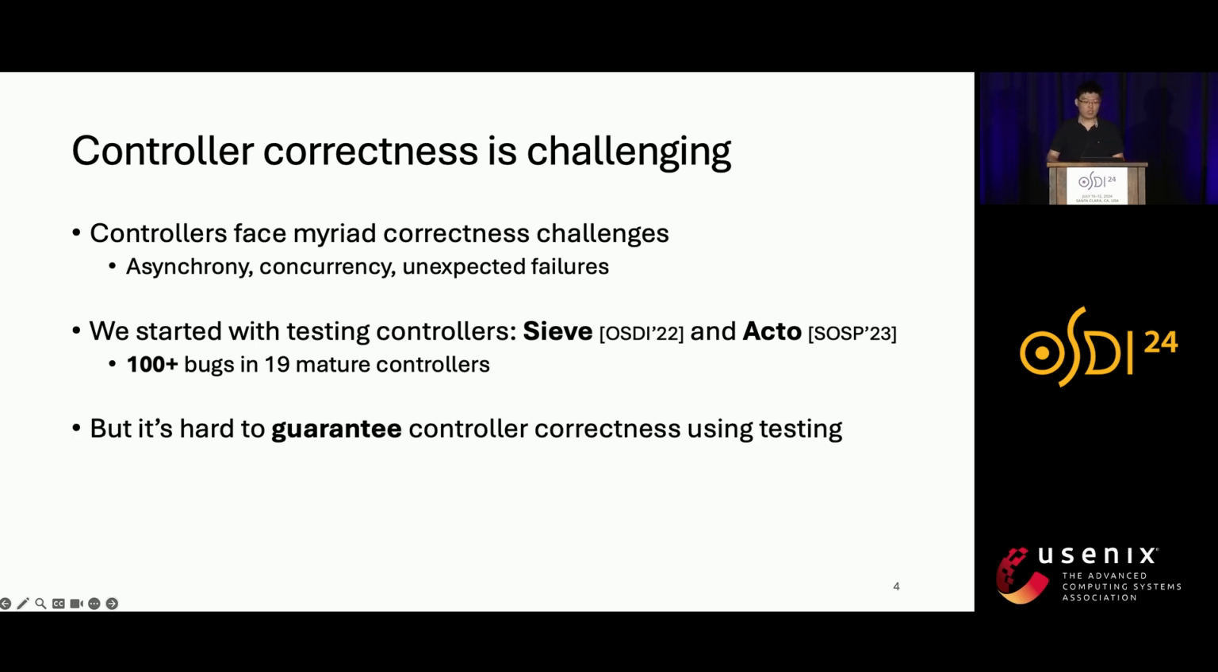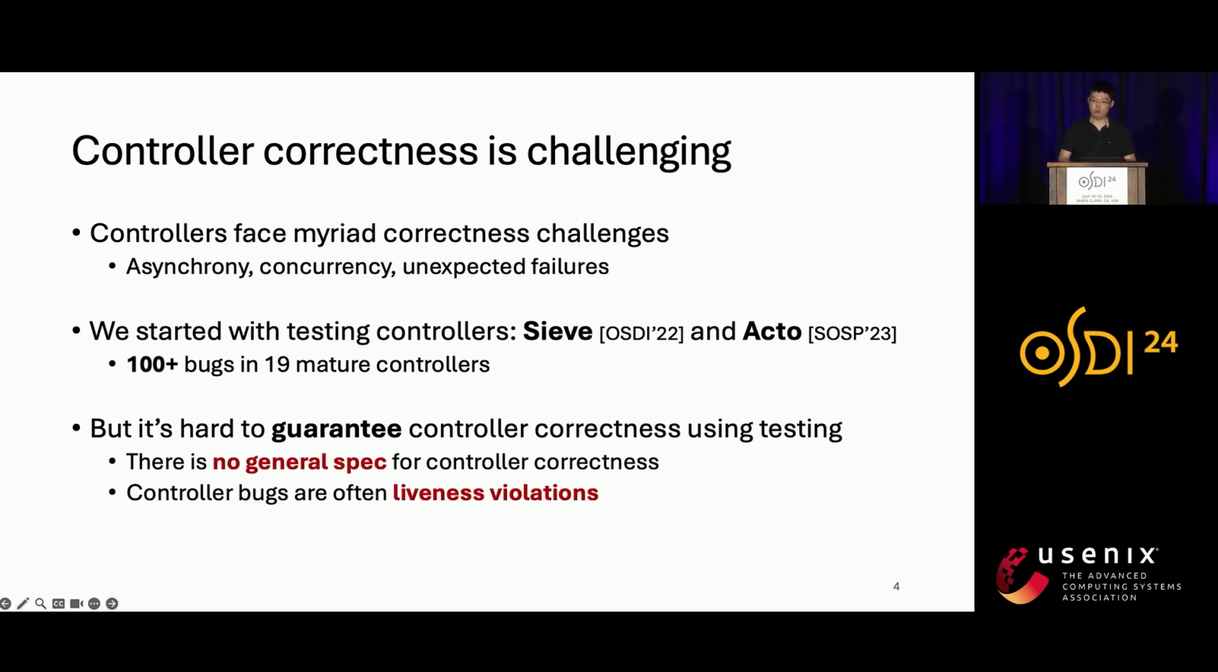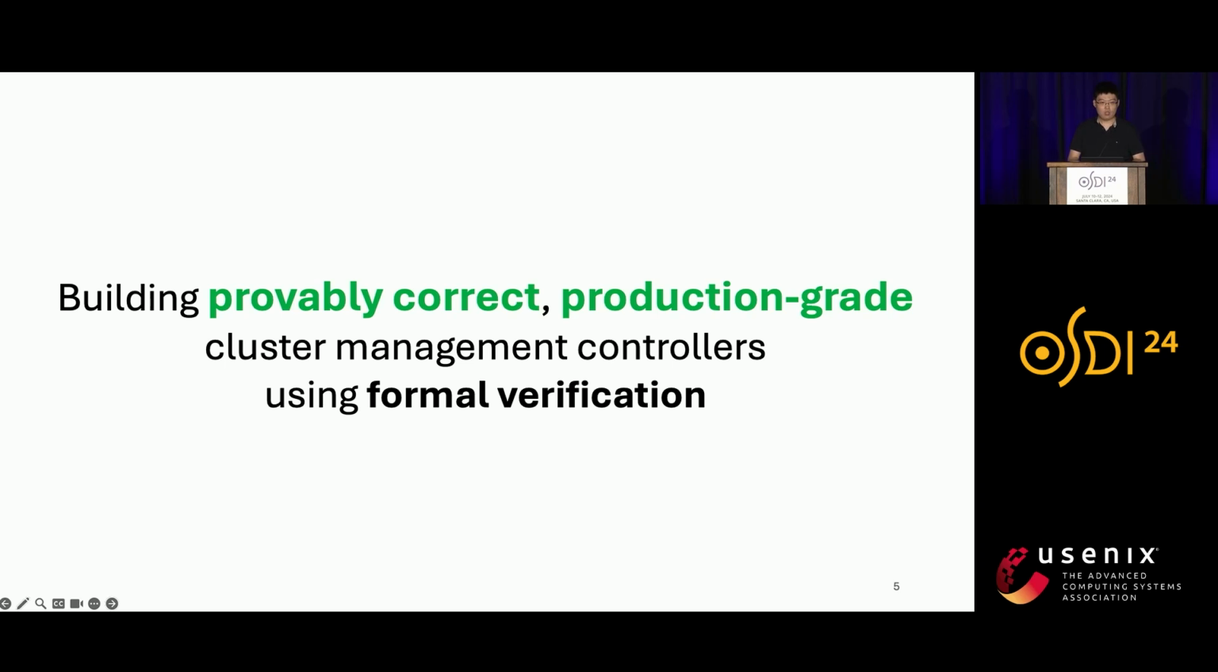But it's really hard to guarantee controller correctness using testing, not just because the testing space is huge, but also because there's no general correctness spec for controllers. So we often need to come up with ad hoc testing oracles to catch the bugs we trigger. Also, controller bugs are often liveness violations, and liveness violations are notoriously hard to detect in a reliable way using testing or even model checking.